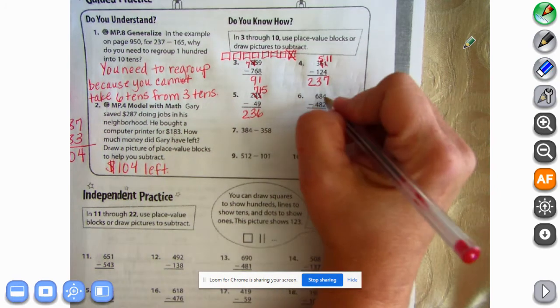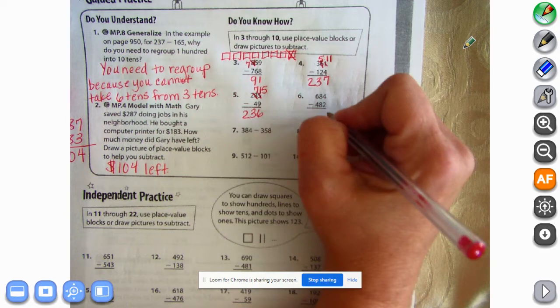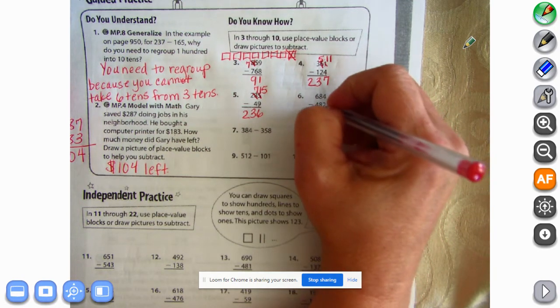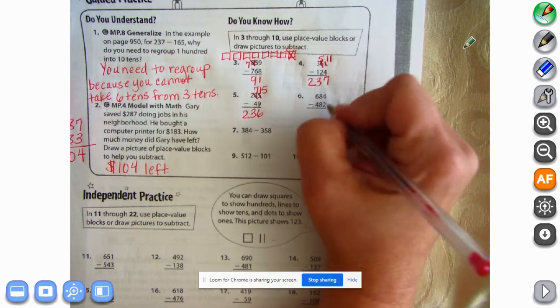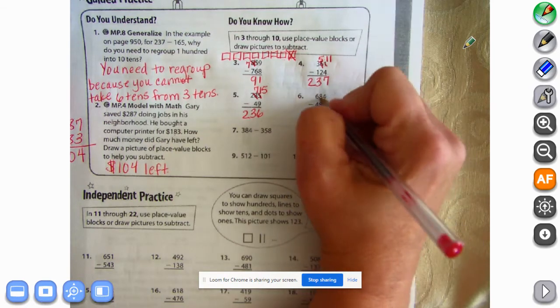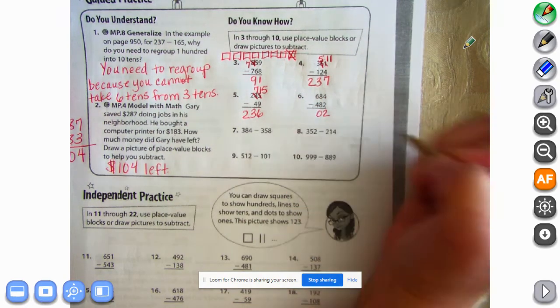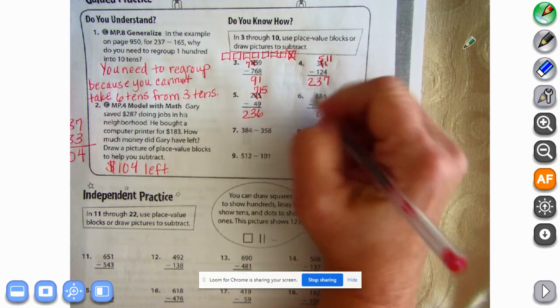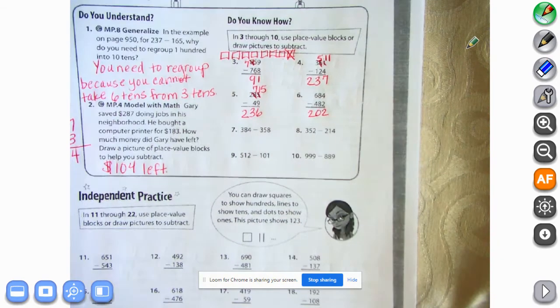All right, we have 684 take away 482. So I can take 2 ones out of 4. That leaves me with 2. 8 minus 8, I can take that. That's a 0. And 6 minus 4 is a 2. So we didn't have to regroup at all in that one.